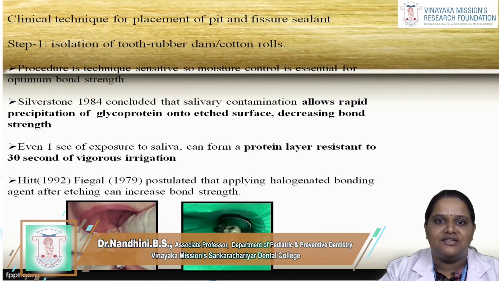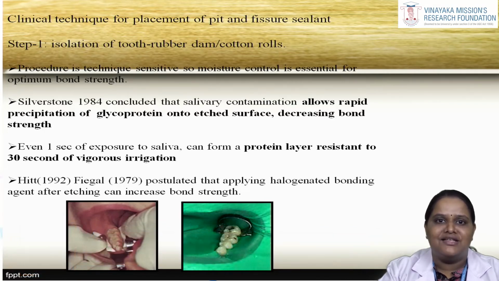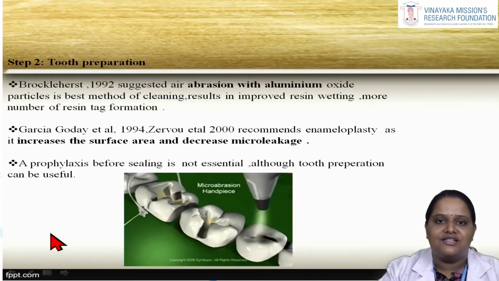Hitt in the year 1992 and Fiegel in 1979 postulated that applying halogenated bonding agent after etching can increase the bond strength. And step 2 was tooth preparation, wherein Brocklehurst in 1992 suggested that air abrasion with aluminum oxide particles is the best method of cleaning, and it results in improved retention and wetting of the resins, with more resin tag formation.